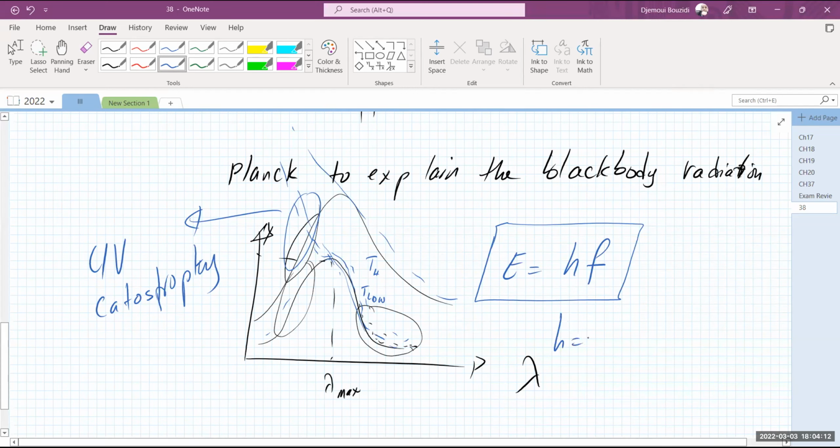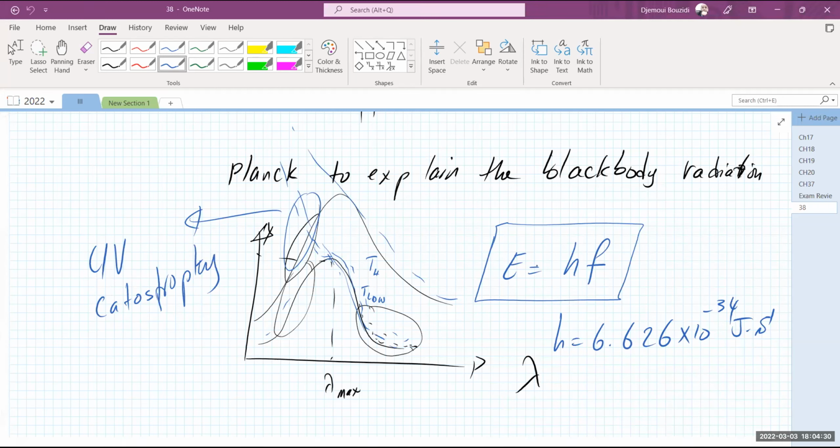Later on, h was found to be 6.626 times 10 to the negative 34 joules second, okay? That's the unit for it. Because the frequency is 1 over second from this expression, and the energy has to be in joules. So this expression made no sense to him, but it worked. It made him famous, albeit he was kind of shy about it. Einstein was not shy about it.